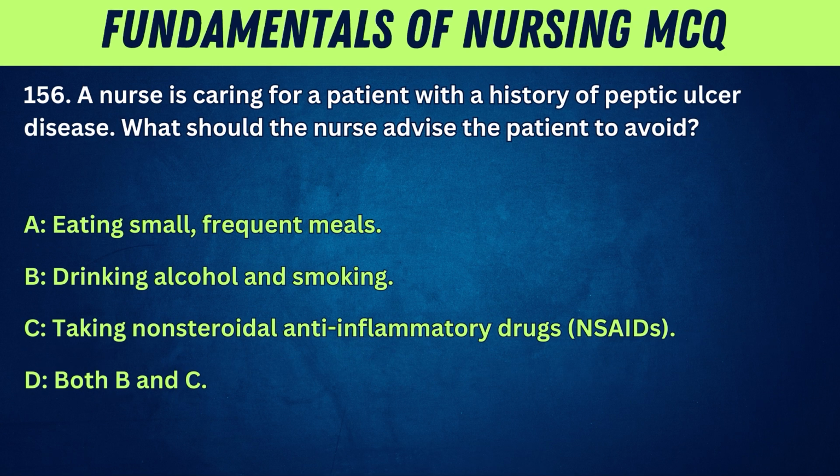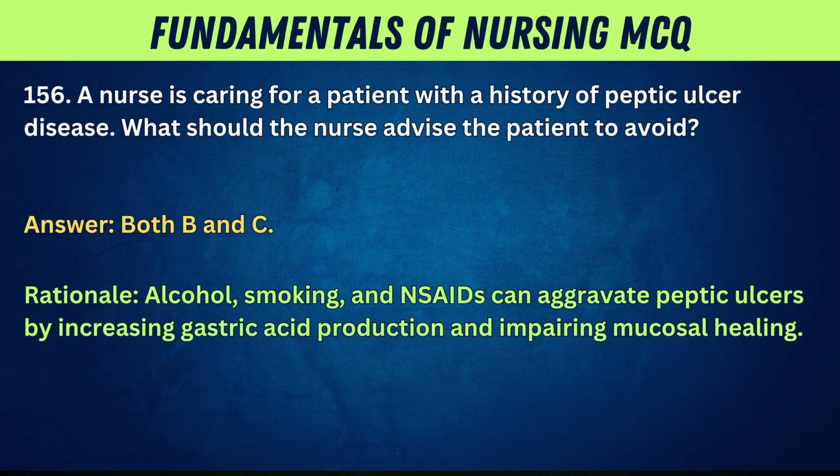156. A nurse is caring for a patient with a history of peptic ulcer disease. What should the nurse advise the patient to avoid? A. Eating small, frequent meals. B. Drinking alcohol and smoking. C. Taking nonsteroidal anti-inflammatory drugs, NSAIDs. D. Both B and C. Answer: Both B and C. Rationale: Alcohol, smoking, and NSAIDs can aggravate peptic ulcers by increasing gastric acid production and impairing mucosal healing.